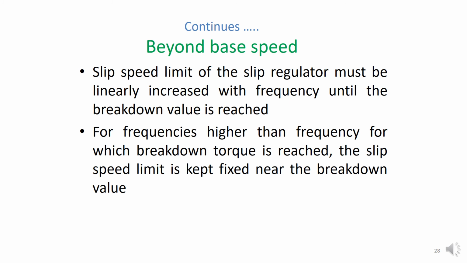To operate the drive beyond the base speed, let us see what happens. The slip speed limit of the slip regulator must be linearly increased with frequency until the breakdown value is reached. For frequencies higher than the frequency for which breakdown torque is reached, the slip speed limit is kept fixed near the breakdown value.